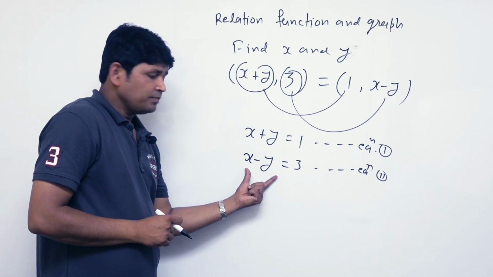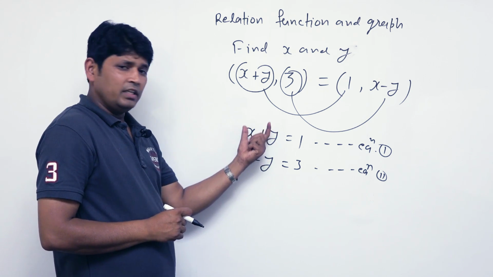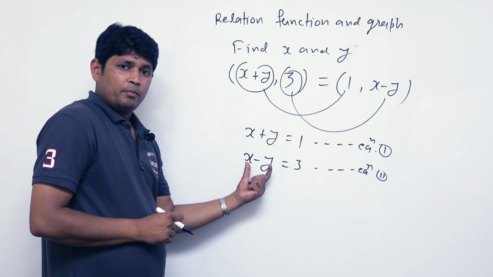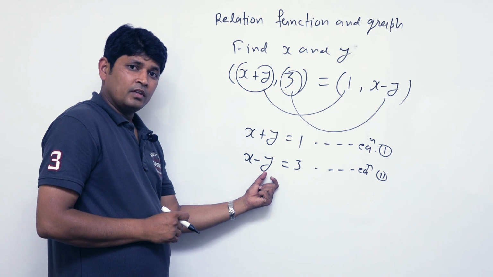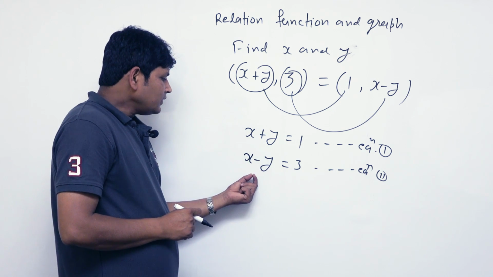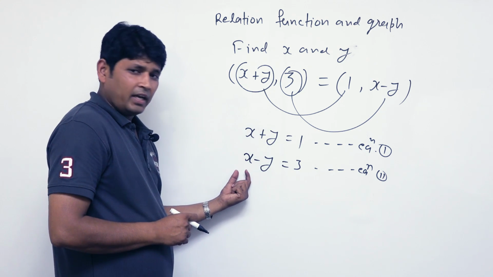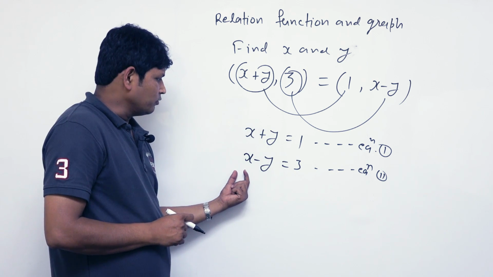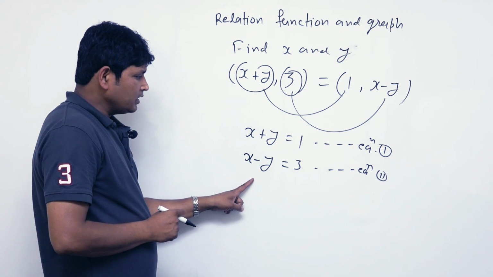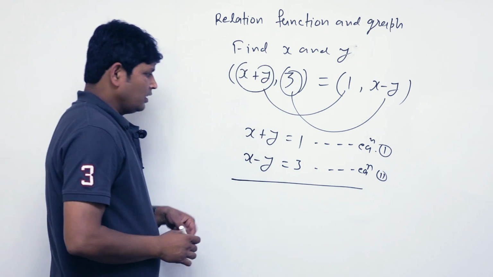Two simultaneous equations. We can solve these two simultaneous equations in different ways. One is the graphical way, elimination, substitution, any method you can apply. But I would like to simplify this by elimination. I feel it is easier to do by elimination than by substitution. So how can we eliminate? You know better how to do the elimination method.